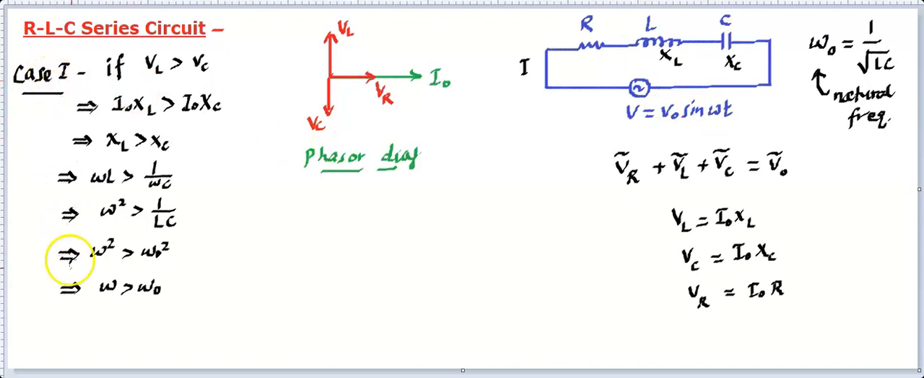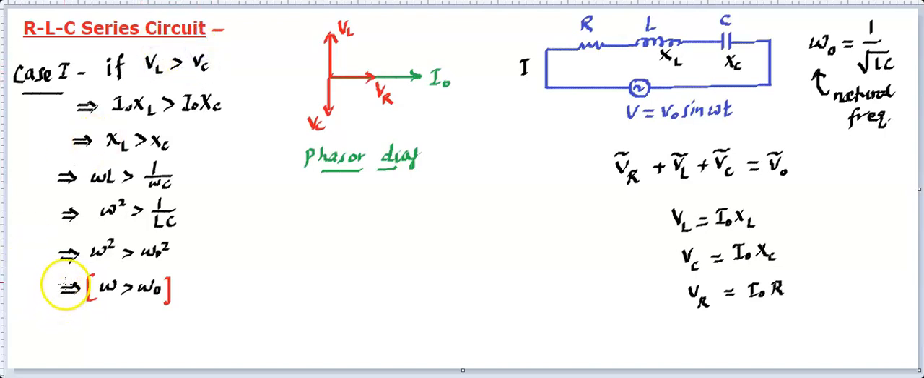So case 1 indicates omega is greater than omega naught. That means the forced frequency or external frequency is more than the natural frequency of that system. System means RLC circuit, right? And that is coming from this condition. That means natural frequency will be less than the external frequency, which means voltage across inductor will be more than the voltage across capacitor. So there can be a question: if external frequency is more than the natural frequency, can you comment about the potential difference across inductor and capacitor? Yes, we can comment. Potential across inductor is going to be more than that of the capacitor.